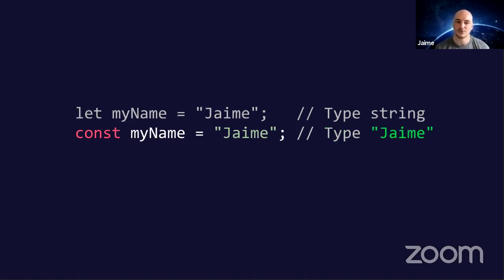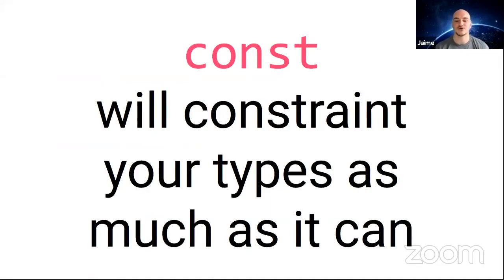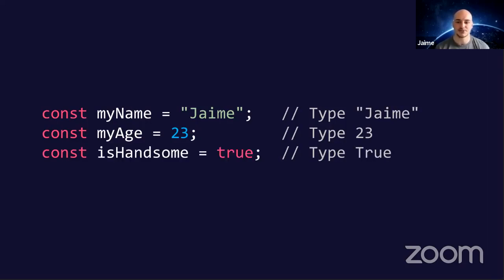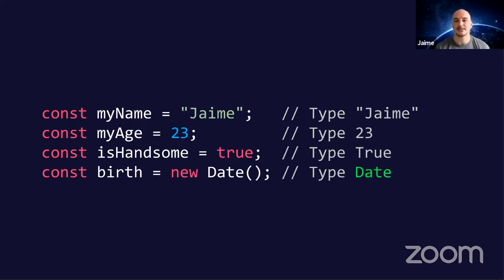Boom. When you use const, the type of this myName variable becomes Jamie. Wow. Mind blown. You know, I used TypeScript for years, and I didn't know this up until a couple of years ago. So const will constrain your types as much as it can. In this case, if you use const for the previously designed variables, we will see that the type of this is 23, the type of this is true, the type of the date is still Date because TypeScript can't constrain the type anymore.